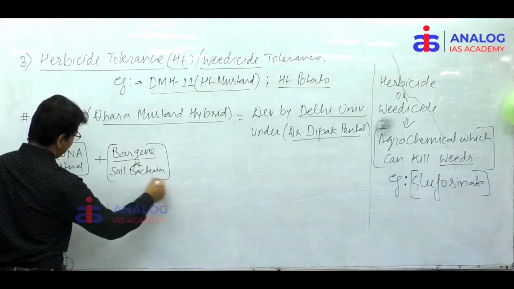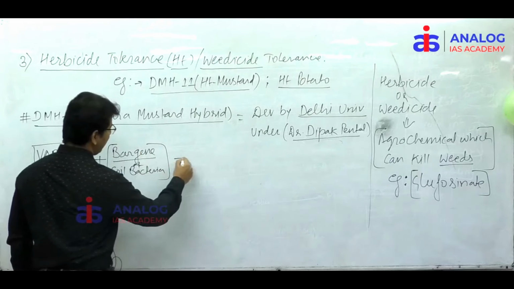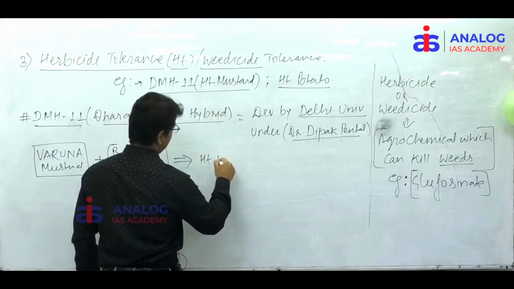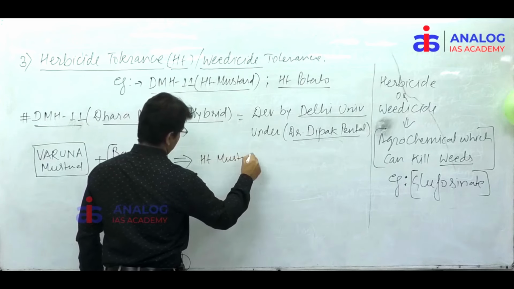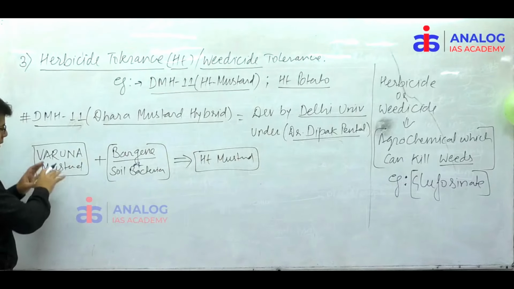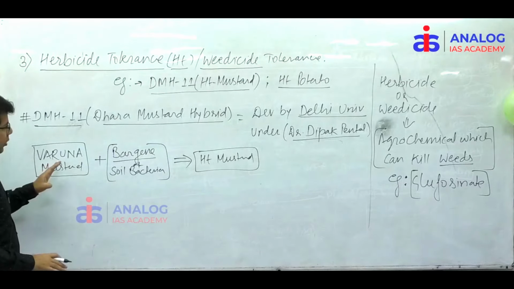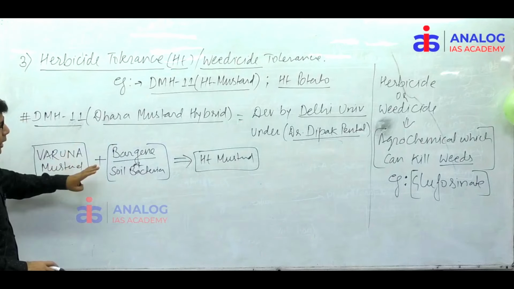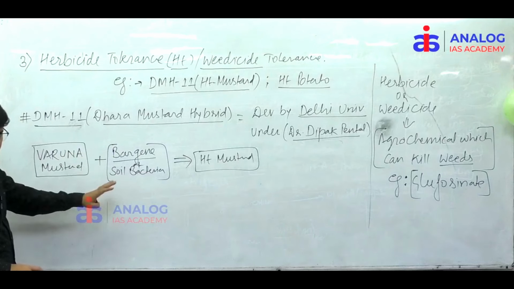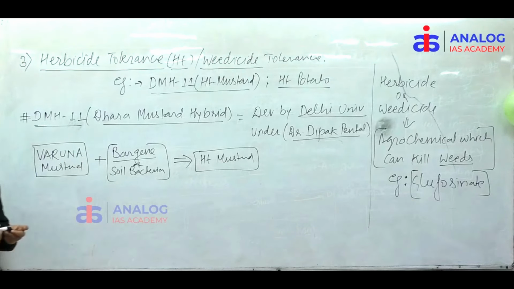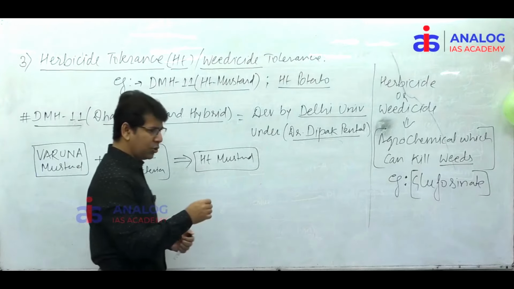and if you add this bar gene, then this Varuna will become HT mustard. It will become HT mustard. I mean, it will remain Varuna with all the benefits of it, but now it will be HT. So Varuna will get killed by the herbicide. HT mustard will not be getting killed. That is the whole idea, right? So it is easy. You just change and edit the genome.